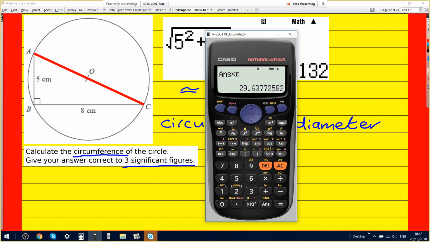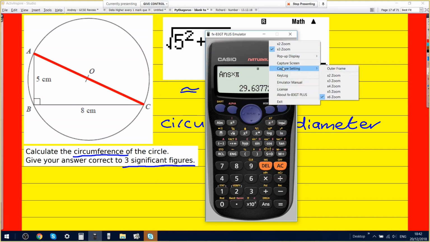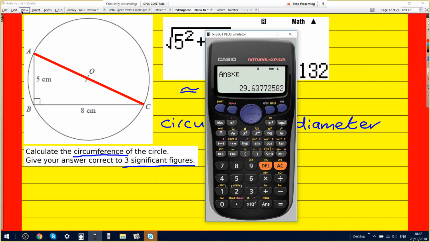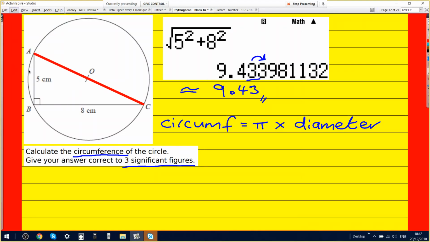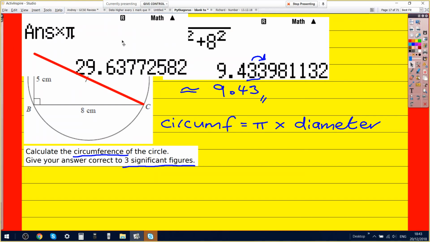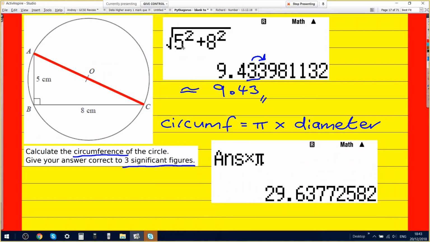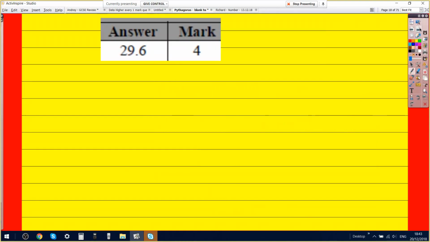9.46. That's it. That's 3 digits. That's how you're done. Any questions there? Okay. So this was exactly the same thing. Square both of them, add them, put them in a square root, except you had to times your answer by pi, because that's how you get circumference, diameter times by pi. And so that's roughly equal to 29.6, and I'll write centimeters. 29.6, well, that's a 4 marker, wow.